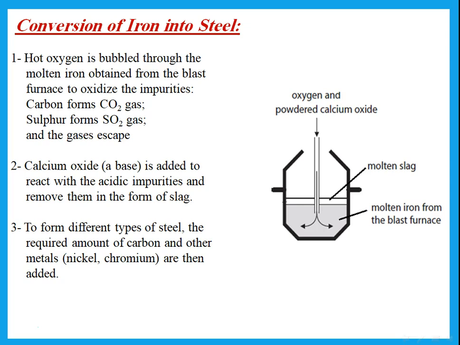Good. But what other impurities do we have? We have other impurities that will form oxides that are acidic. So things like phosphorus or silicon will form acidic oxides. So I add the calcium oxide, which is a base, in order to react with acidic impurities, and this forms also what we call slag that floats on top of the iron, and it can be removed. Now I have pure iron. I can take this pure iron and add whatever amount of other substances such as carbon or nickel or chromium in order to make specific types of steel, which we will be talking about.